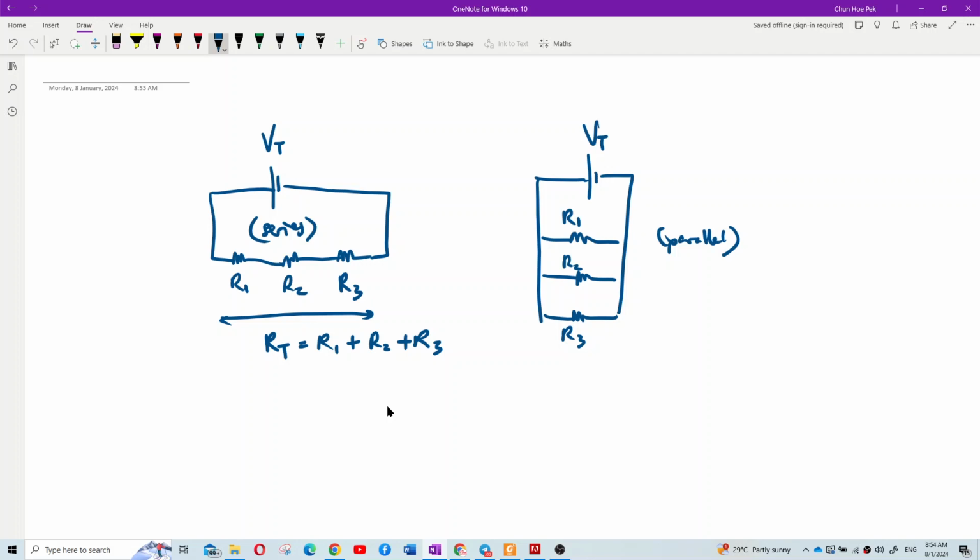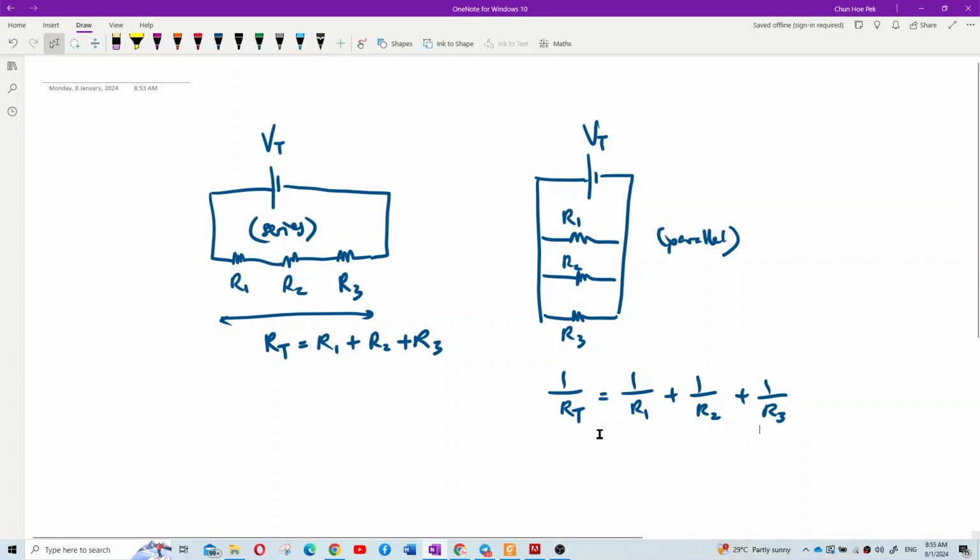Parallel circuit. What is the total resistance? 1 over R total. Use 1 over R. Correct or not, class? Yeah, good. Thank you for the response. So this is how to find the total resistance, I mean the whole resistance.